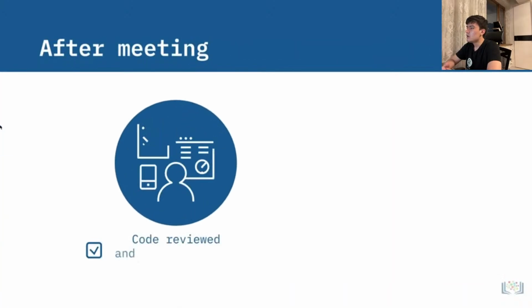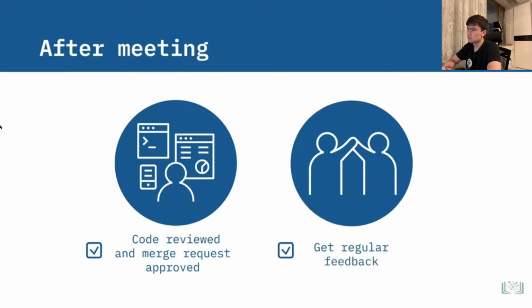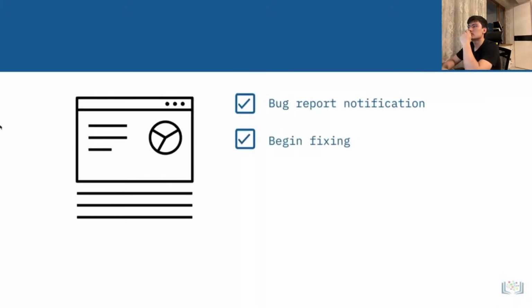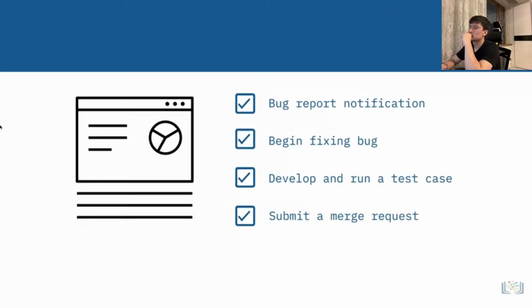On my return from the meeting, I find that Jonathan has reviewed my code and approved the merge request. He's impressed with the speed of the code and with my coding style. It's really helpful to get regular feedback from more experienced members of the team who can suggest alternative ways of solving problems. I've also received a bug report notification for one of the features I was working on last week. When I review the full report, I quickly spot the mistake and begin fixing it. To check that the fix and the original functionality work as expected, I develop and run a test case for the feature. It passes, so I submit a merge request for my fix and resolve the bug.